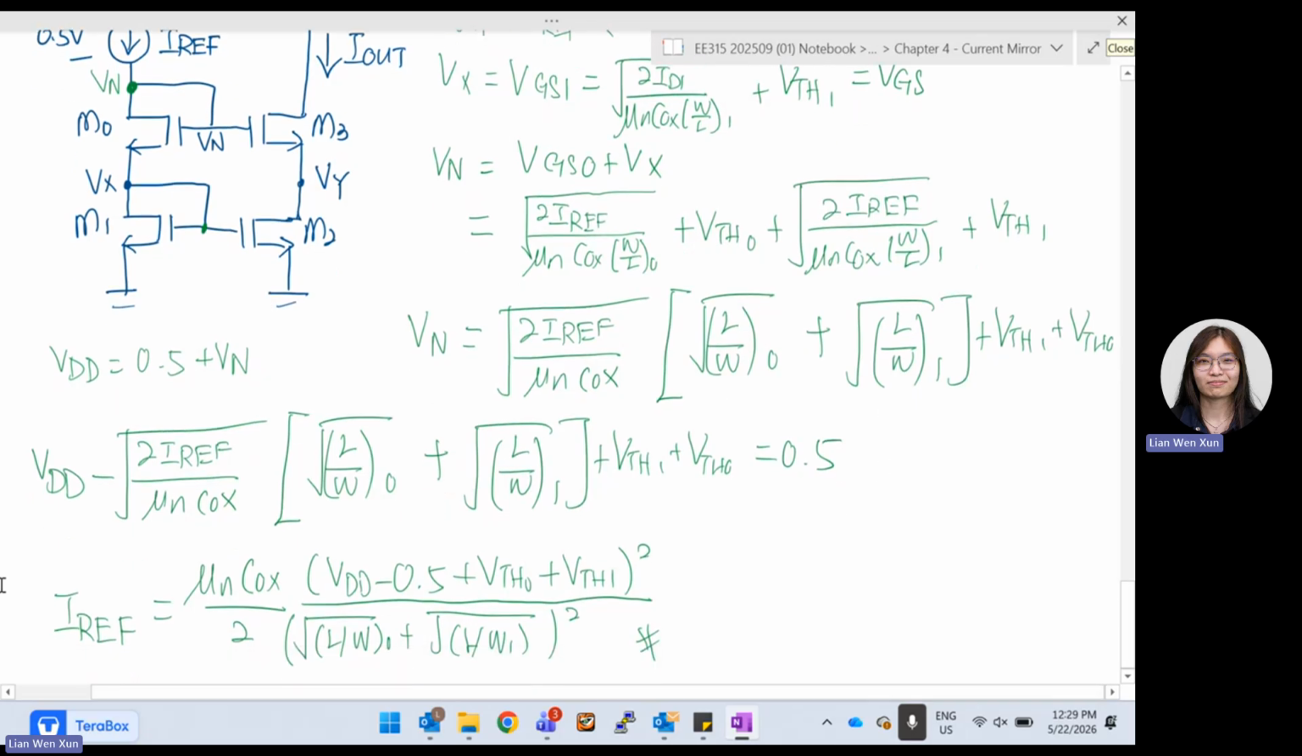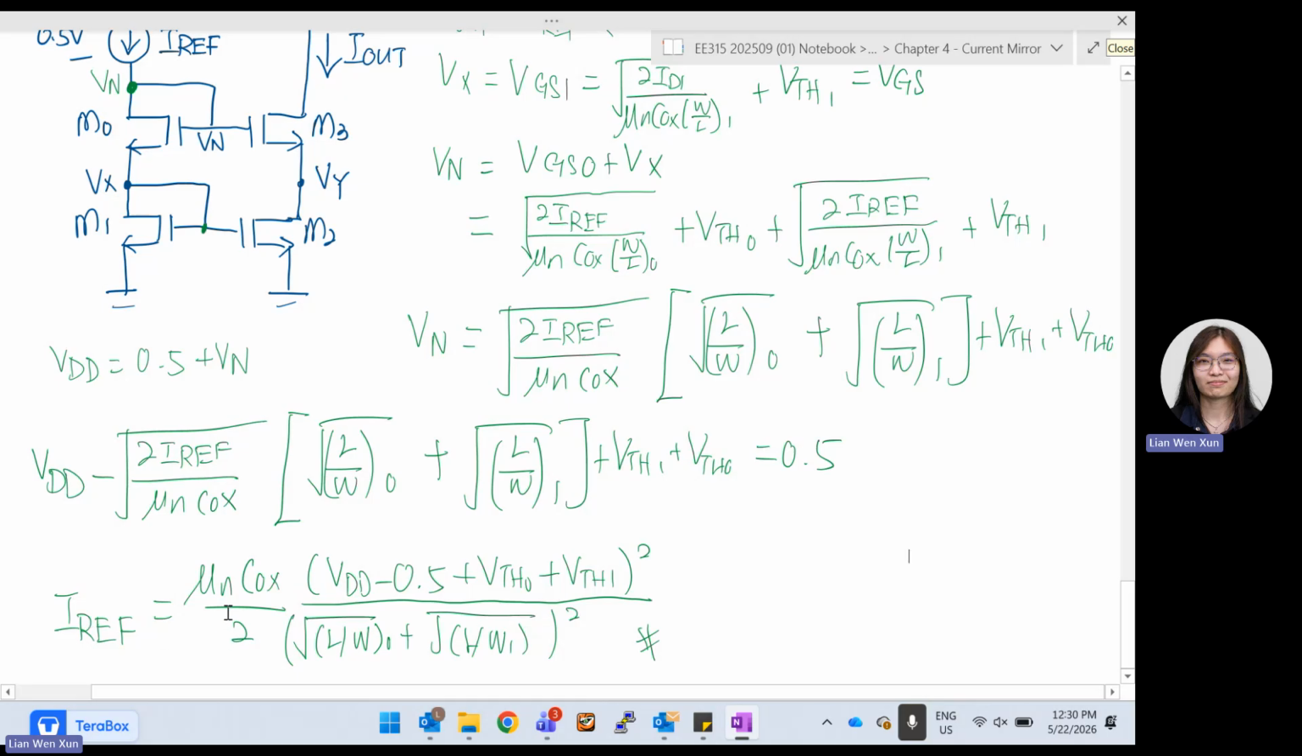So what is your IREF? You can see now, if I want to derive IREF in terms of VDD and everything else, I basically take this equation, put IREF out, and then it becomes this equation. I know it is a bit complicated, this step is a bit complicated to do the maths, but I basically use this equation to find out what is IREF.